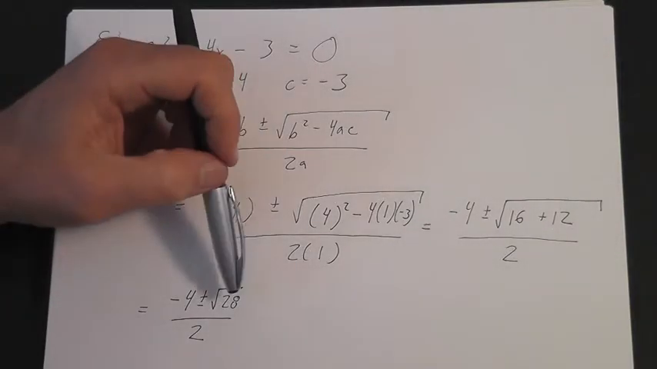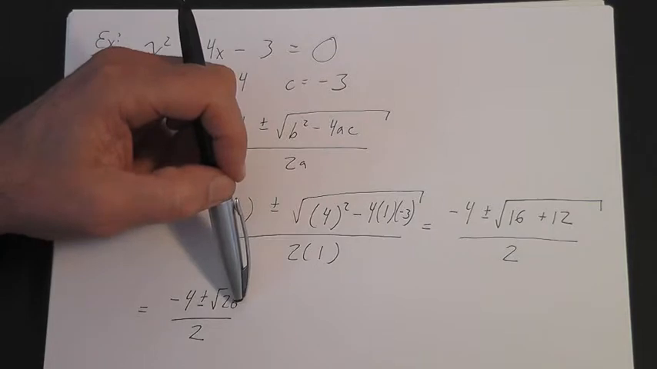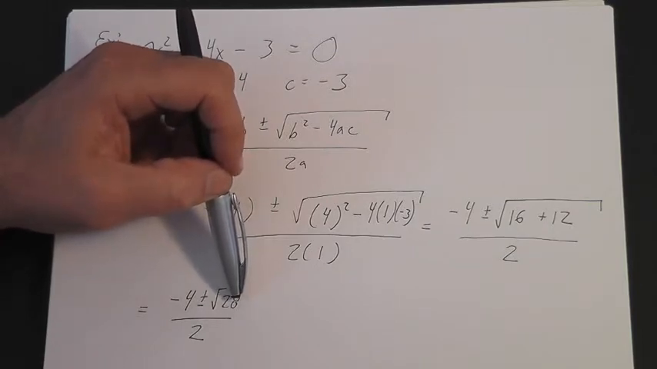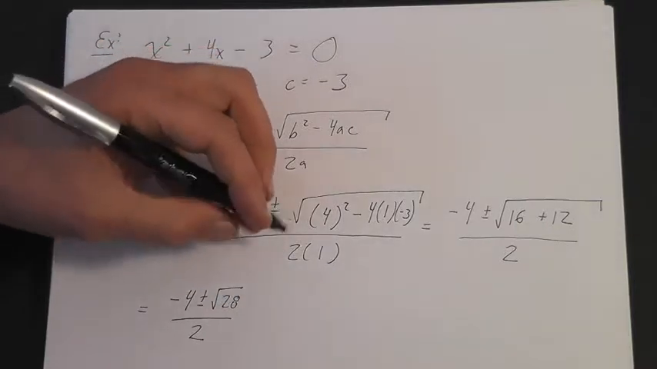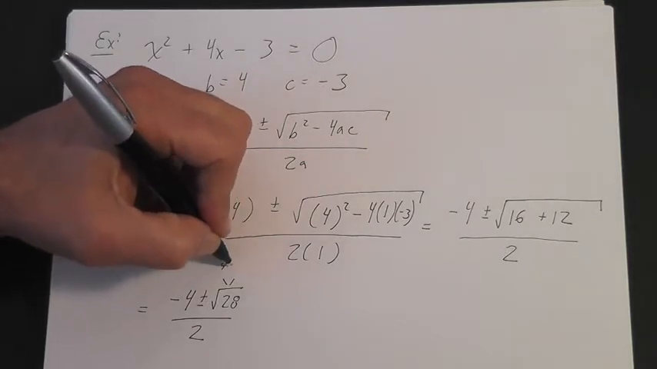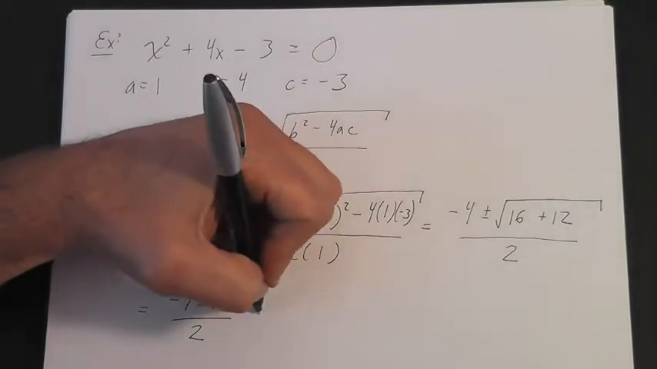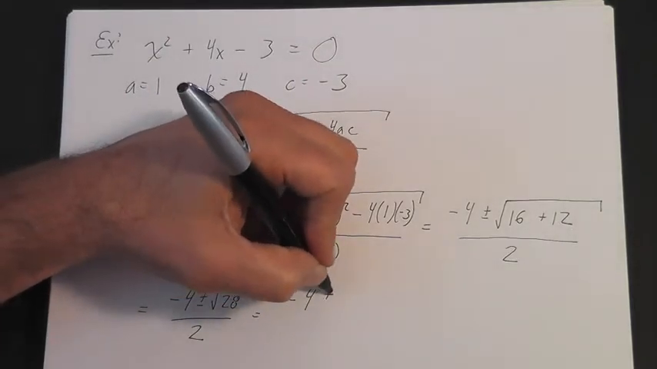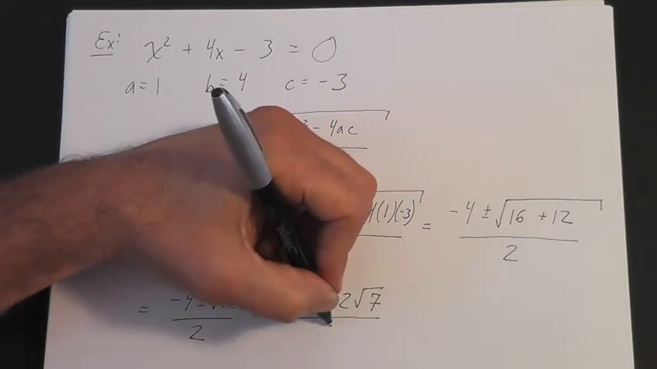What we have to do next is look at what's underneath the square root. This is the square root of 28. We have to see if we can find a way to simplify that. The square root of 28 is simply, 28 is 4 times 7. And 4 is a perfect square. So that's going to be minus 4 plus or minus 2 root 7 over 2.